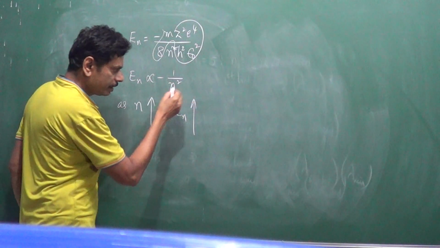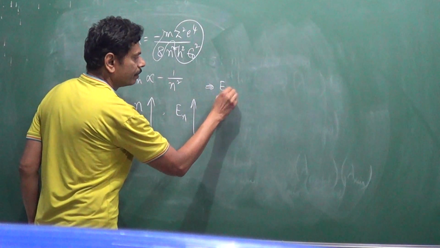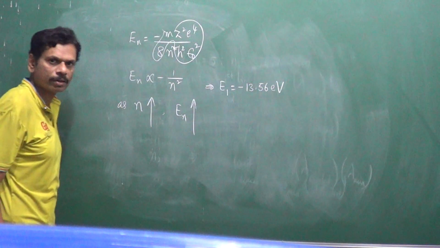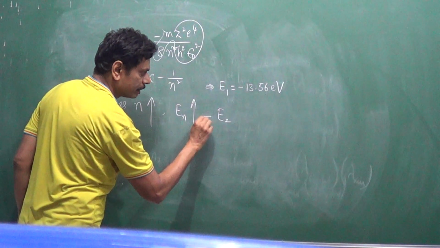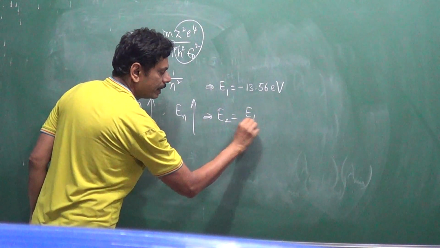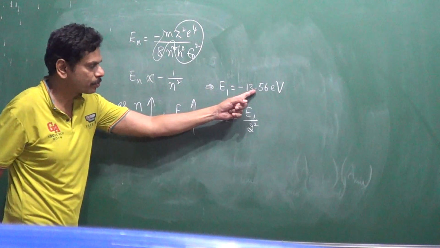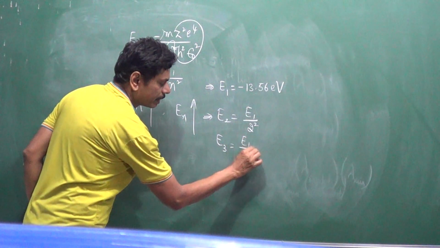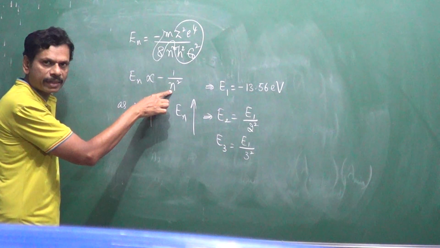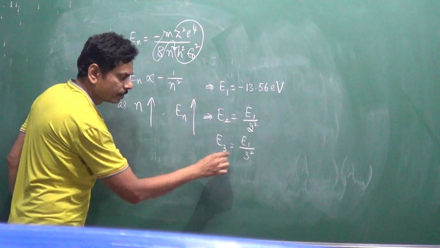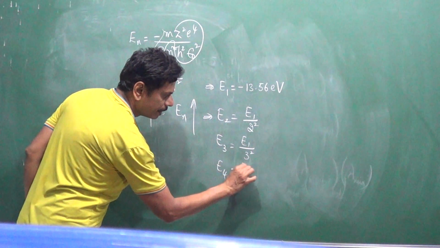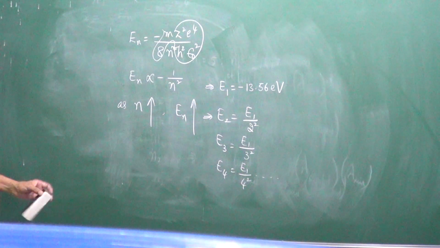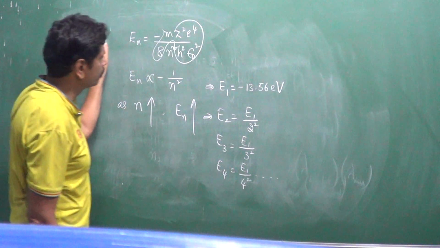If you are calculating all these things here now, you are going to have E1 is equal to minus 13.6 eV, electron volts. If you want to calculate for E2 here, I can calculate E1 divided by 2 square. E3 is equal to E1 divided by 3 square, because n is an integer. n is equal to 1, 2, 3, 4, etc. E4 is equal to E1 divided by 4 square, etc., etc. It's a concept.